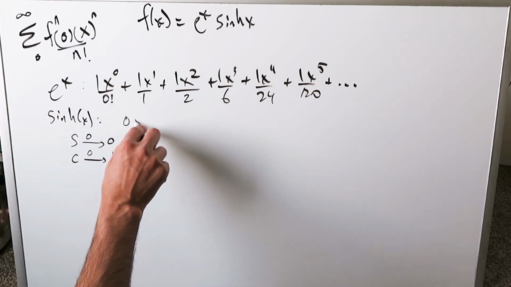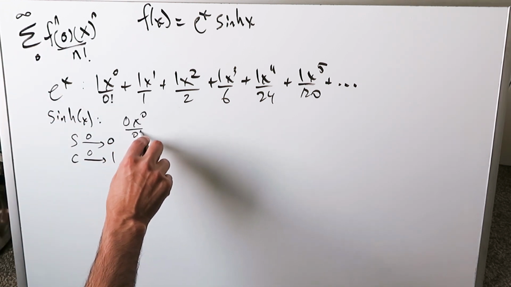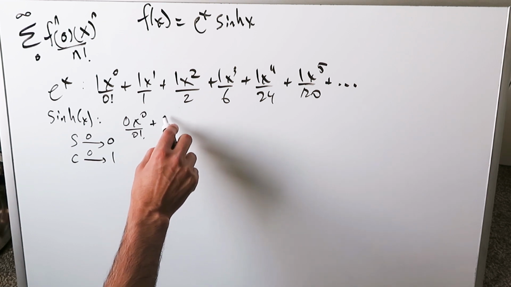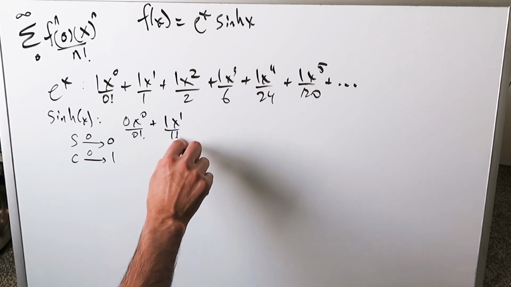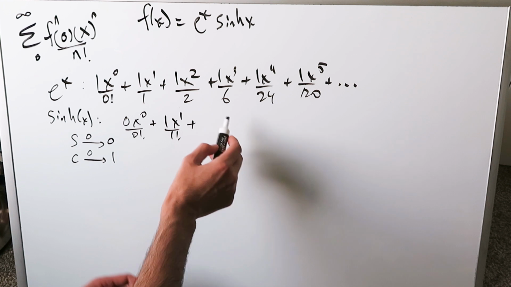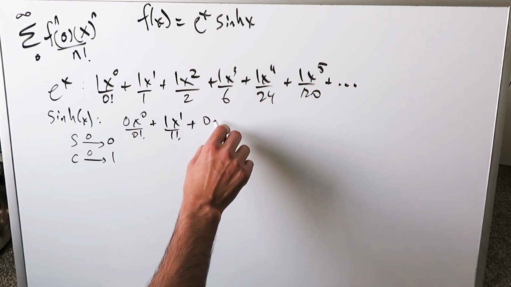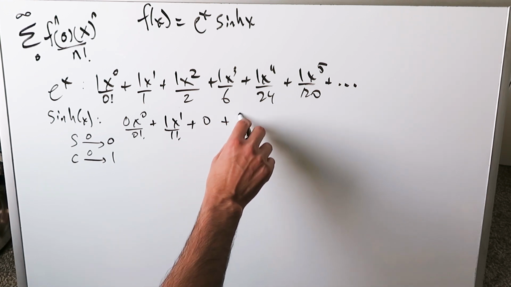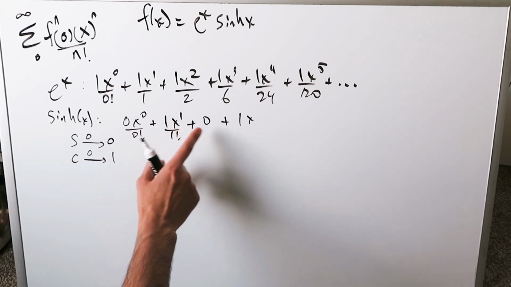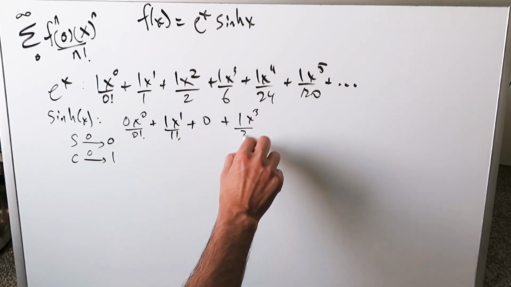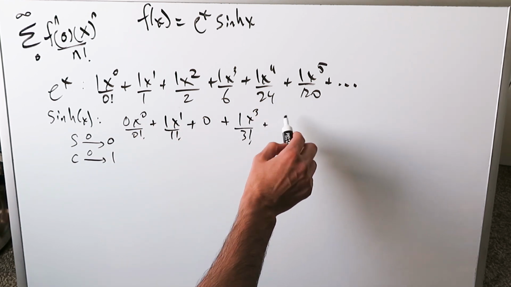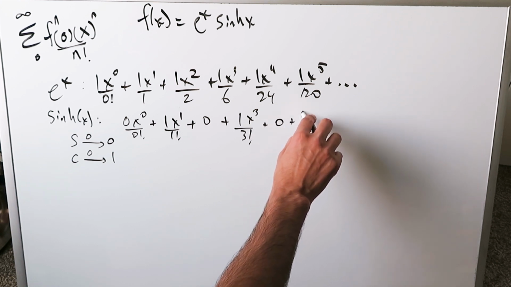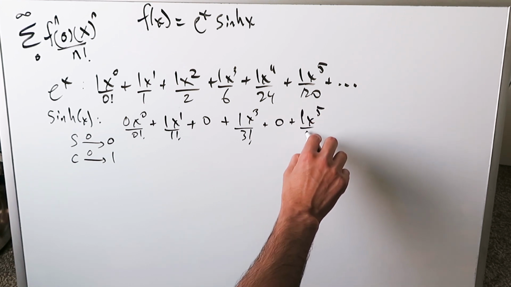Your first term will be 0 x to the power of 0 over 0 factorial, and then the next one will be 1 x to the 1 over 1 factorial, and the next one will obviously be 0. I won't even write the rest, and the next one will be 1 x, this is 0, 1, 2, x cubed over 3 factorial, and then you can get the picture, and it's not hard. You'll have 1 x to the 5 over 5 factorial.